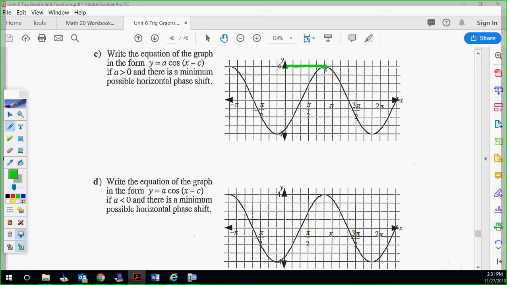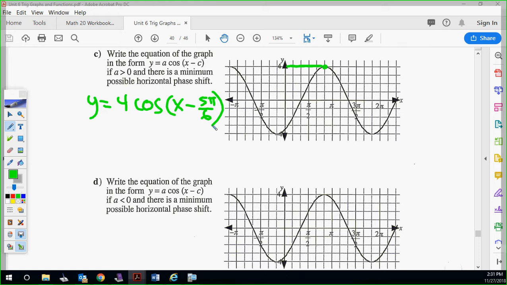Okay? So that means this one again, it's 4. They're keeping the amplitude consistent for you. And it's going to be x minus, because it moved to the right. Where's that at? 1, 6, 2, 6, 3, 6, 4, 6, 5, 6. So it's minus 5 pi over 6. Questions with that?